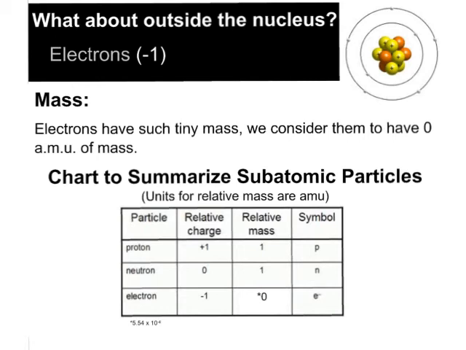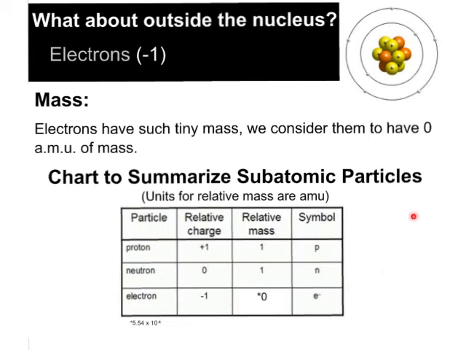So what about outside of the nucleus? Well, outside of the nucleus, we have electrons. You've probably heard of them. You might even relate electrons to electricity to help you remember the name. They are a -1 electrical charge. Their mass is very easy. They are so tiny that we simply consider them to have 0 atomic mass units, simply because down here you can see it's 5.54 times 10 to the -4th relative mass, and that is so small that it doesn't matter in any of our calculations. So we just consider it to be 0.